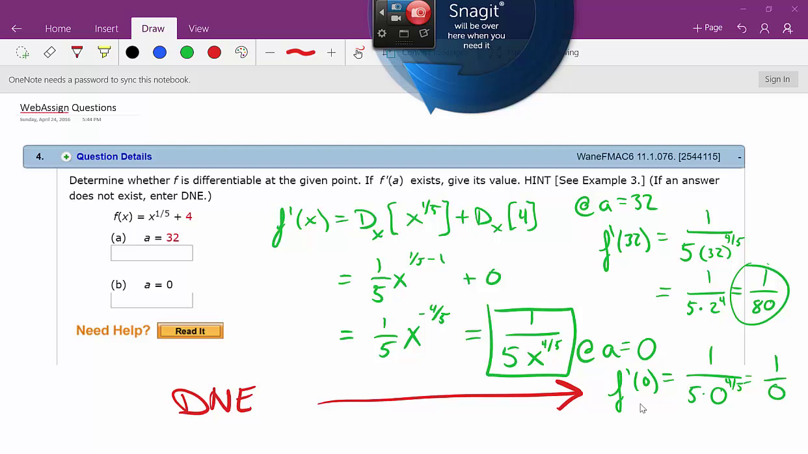Got a couple questions about these web assigned questions, so I wanted to run through them real quick and their answers. First off, we've got this question number 4. These are from homework 10, if I'm not mistaken. Determine whether f is differentiable at a given point.